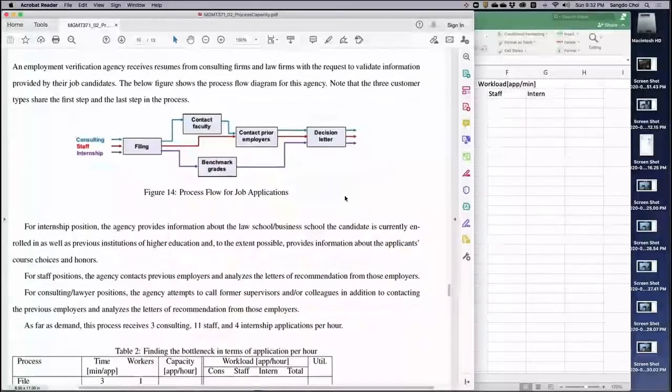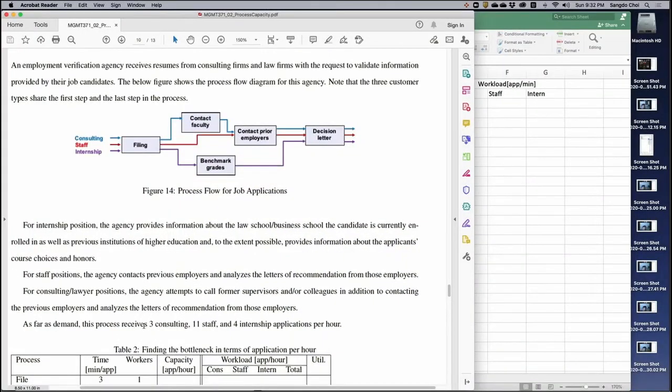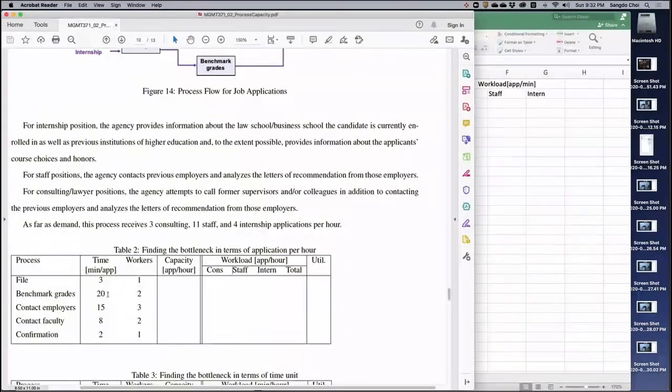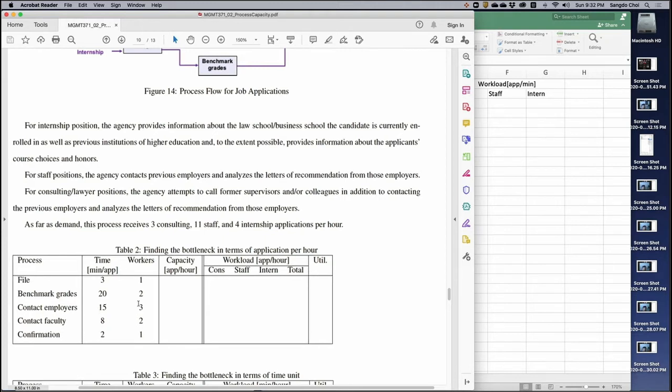And they have demand information per hour. Every hour they have three consulting applications, 11 step applications, and four internship applications. And they have these processing times. For filing an application, it takes 3 minutes per application. For the others, it takes 20 minutes, 15 minutes, 8 minutes, and 2 minutes for different processes. They also have a different number of workers, and then we can compute the capacity.